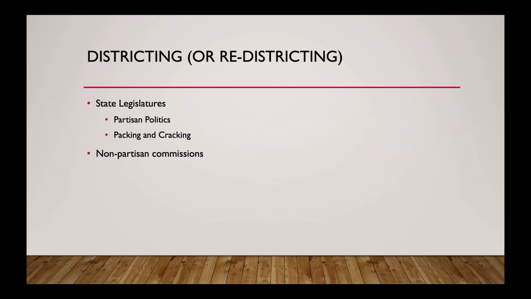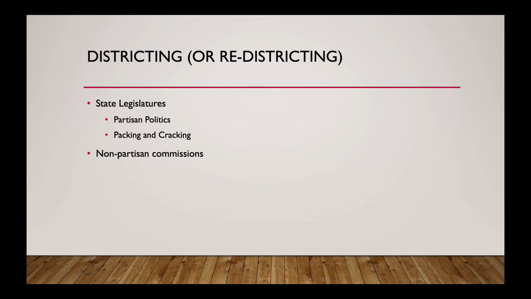The other way of dealing with this is something called cracking, which means cracking apart areas that have a concentration of your opponent party. Why? Because if you crack that area apart, then you're diluting their power, because you're putting one group of people who belong to the other party into one district and another, and they can't get a majority.